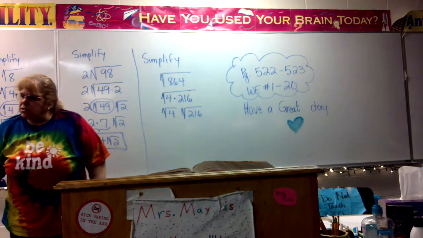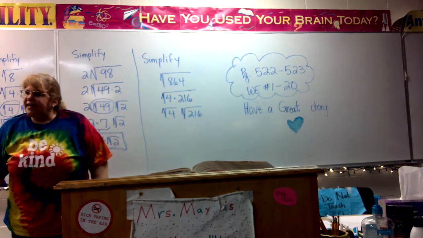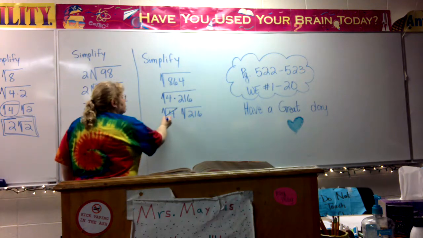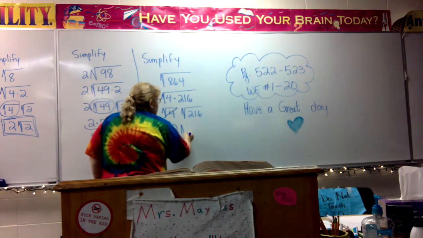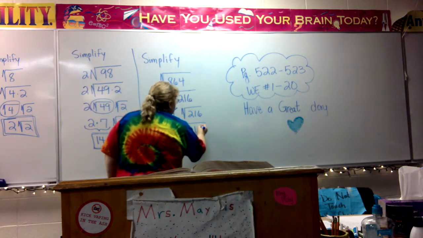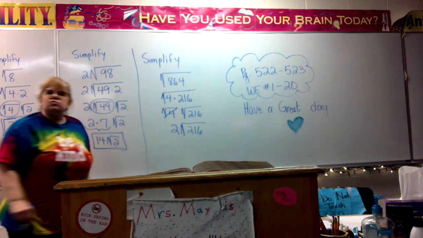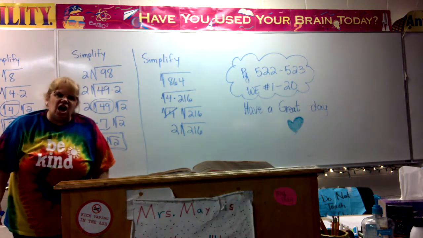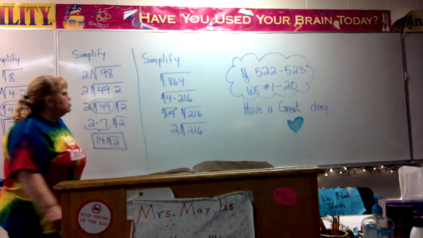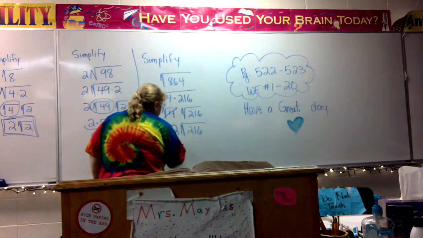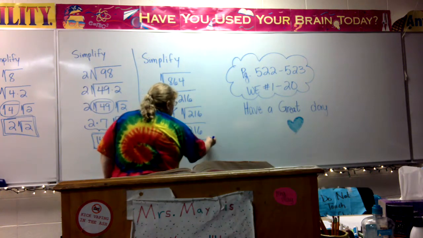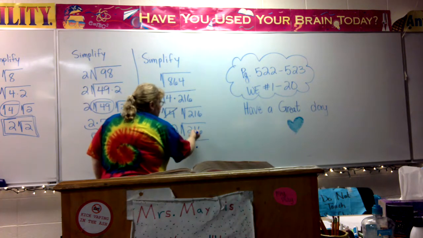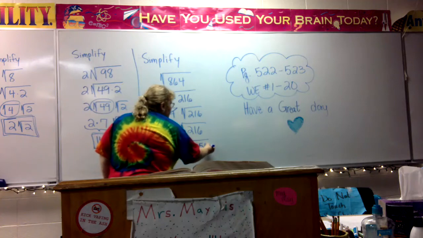But I'm not that smart. I can't go that high up on the list. What's the square root of 4? 2. So I have 2 times the root of 216. Is the root of 216 simplified? That seems awfully large. What goes into 216? Does 4? I think it does. It's 4 times 54.